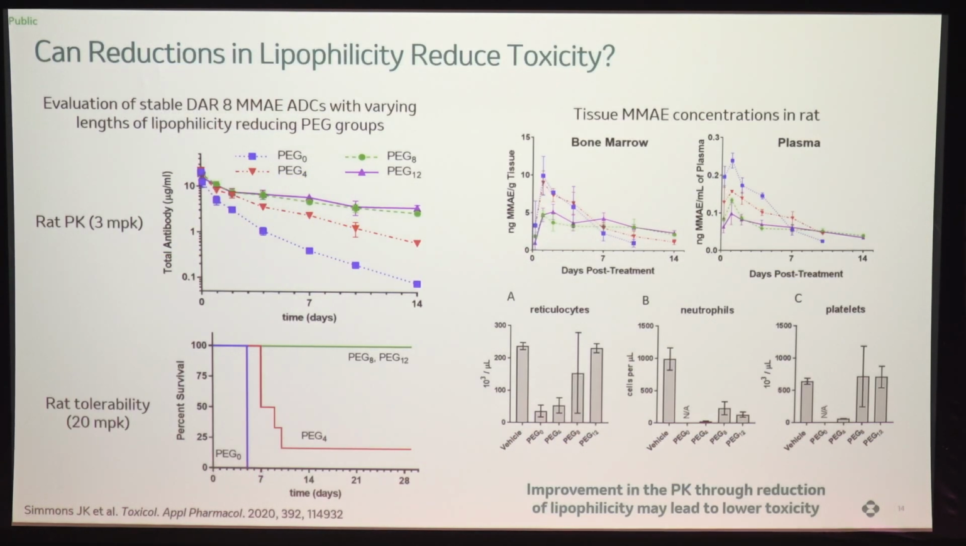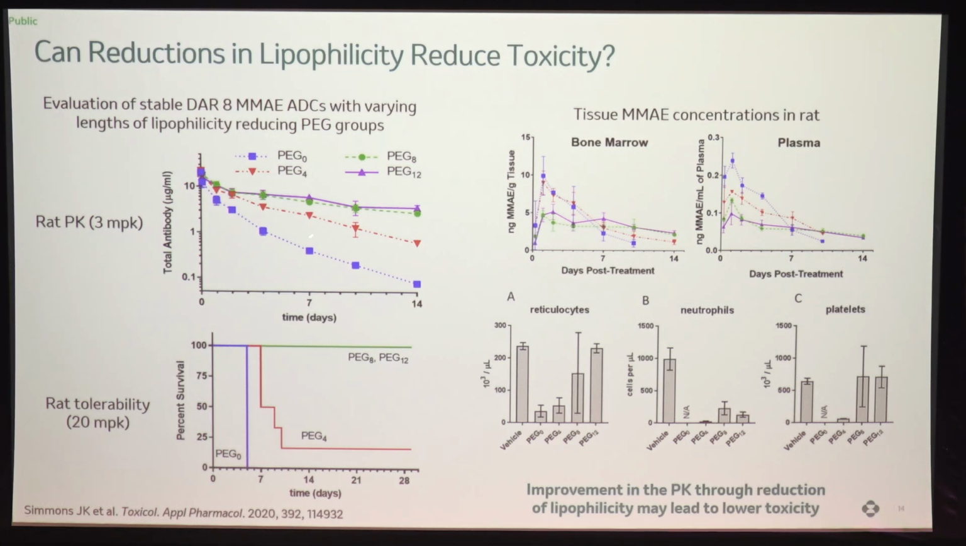And Seagen has actually spent quite a bit of time looking at these types of molecules. I just pulled one of their publications here. In this case, they were looking at stable DAR8 MMAE ADCs. And what they were looking at is specifically different lengths of PEG to try to see if they could reduce that lipophilicity of these molecules and potentially then improve the PK and tolerability.